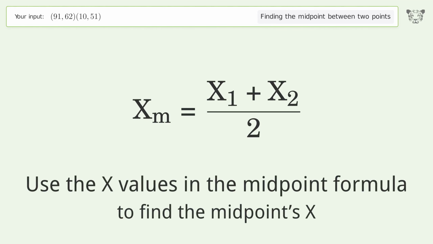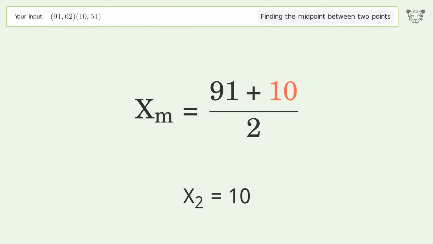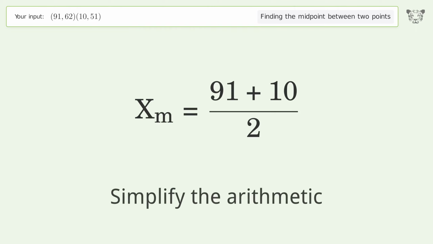Use the x values in the midpoint formula to find the midpoint's x. x1 equals 91. x2 equals 10. Simplify the arithmetic.